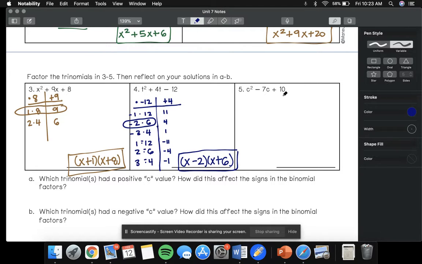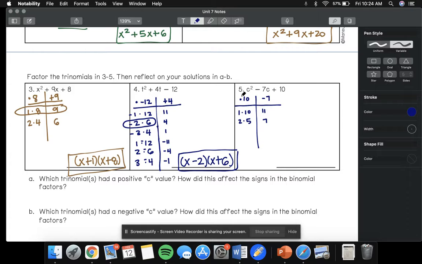Okay, final one for this right now is c squared minus 7c plus 10. So it needs to multiply to 10, but it needs to add to negative 7. Okay, so let's talk about the factors of 10. We have 1 and 10, and we have 2 and 5. Okay, when I add 1 and 10 together, I get 11. When I add 2 and 5, I get 7. So we're very, very close, but it needs to add to a negative 7.